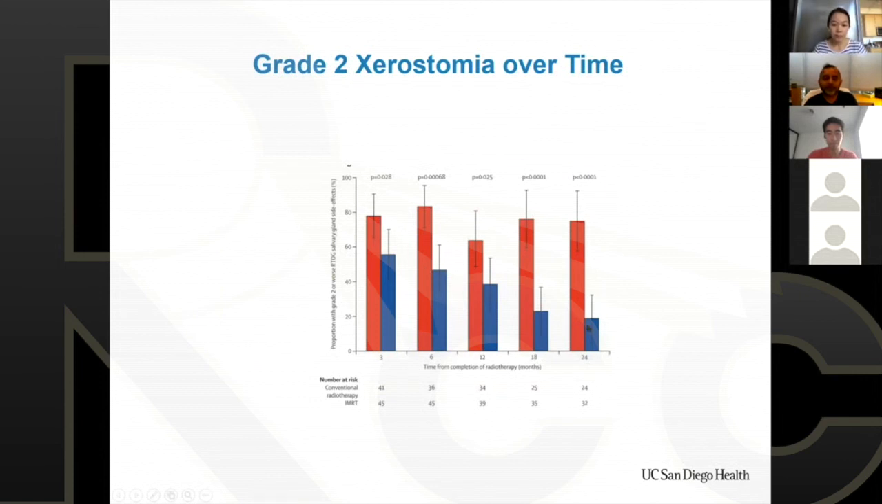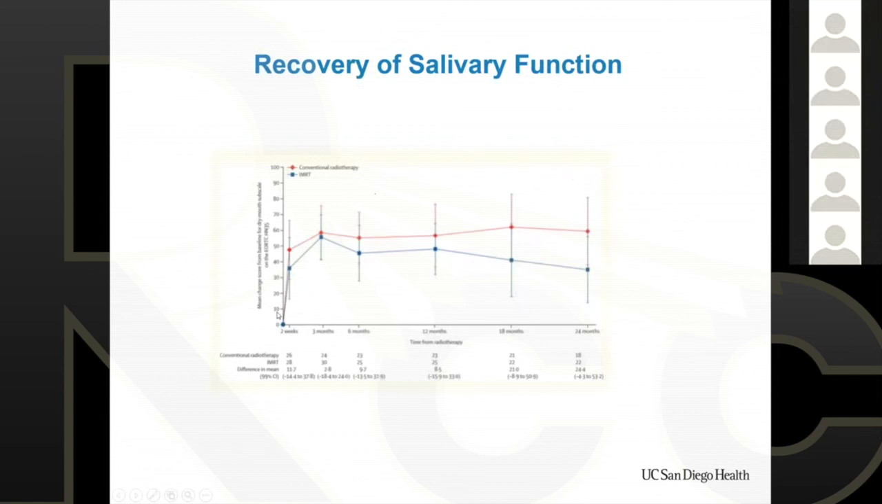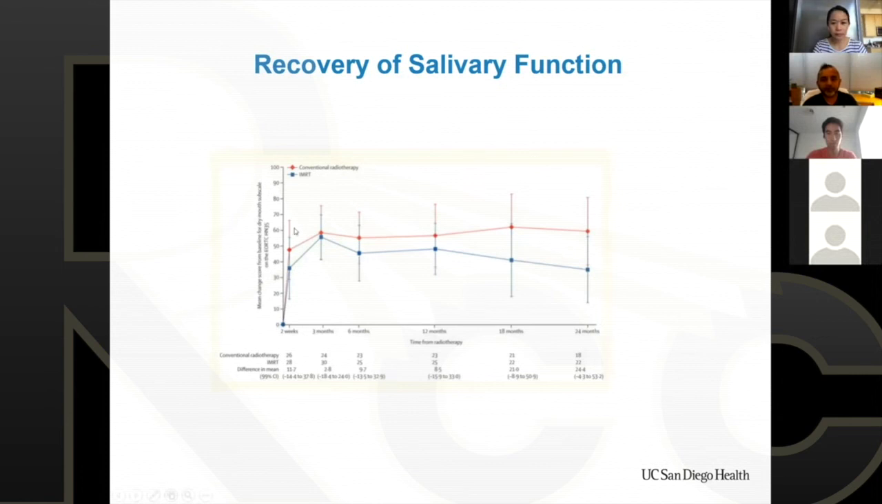But the one thing I want you to keep in mind, so you can see even 2 years out, 24 months out, about 20% of patients still reported grade 2 or higher xerostomia, when looking at the RTOG scale in these patients. This is looking at patient-reported outcomes. So this is an EORTC Head and Neck 35 questionnaire that these patients filled out. Again, in red is 3D conformal radiotherapy, in blue is IMRT.